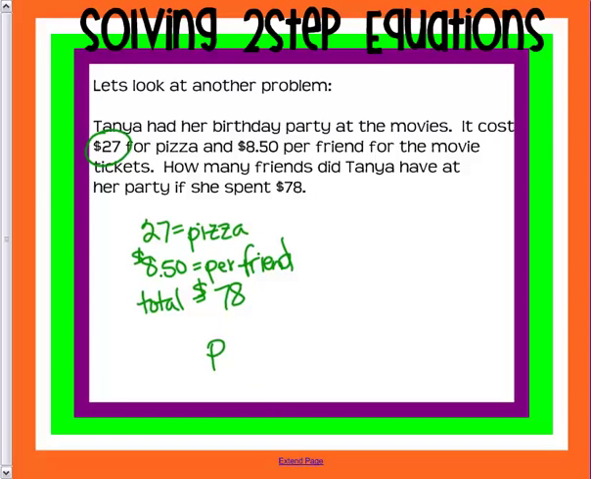So the cost of the pizza plus the number of friends times $8.50 equals our total. So the pizza was $27 plus $8.50 per friend. So let's put in F as our variable, and that equals our total of $78. So that's the equation that we're going to use.